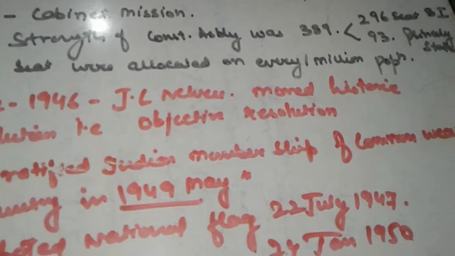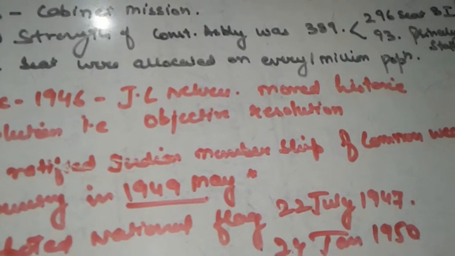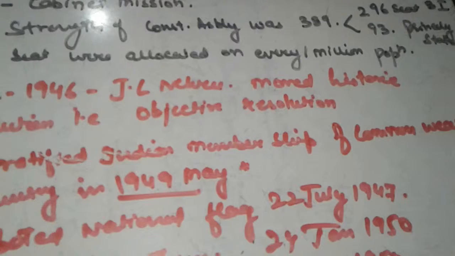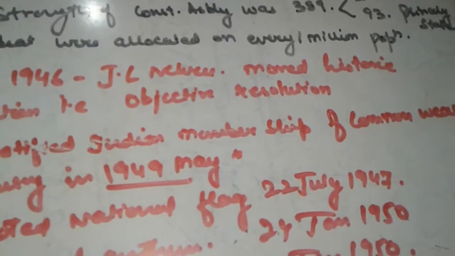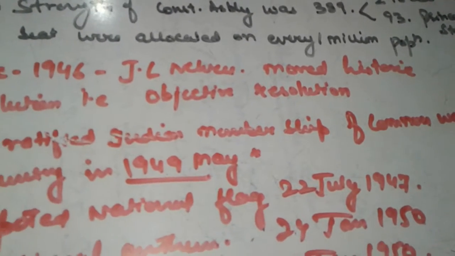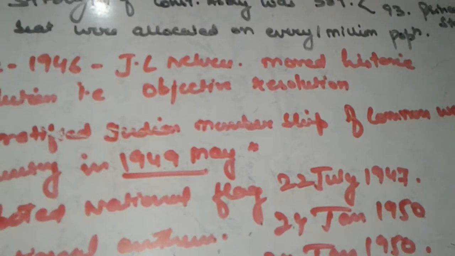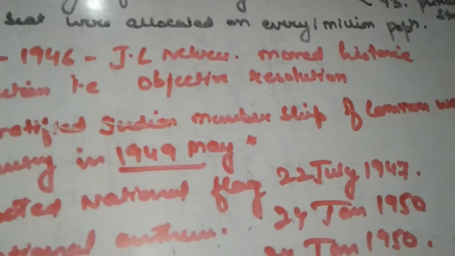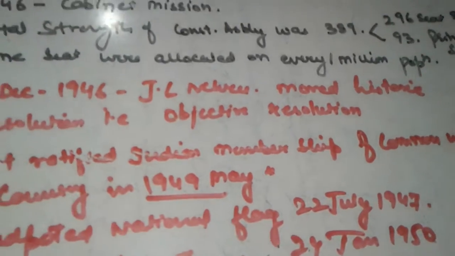In 1940, the August Offer. In 1942, the Cripps Mission. In 1946, the Cabinet Mission. Some of the features of the Cabinet Mission were as below.